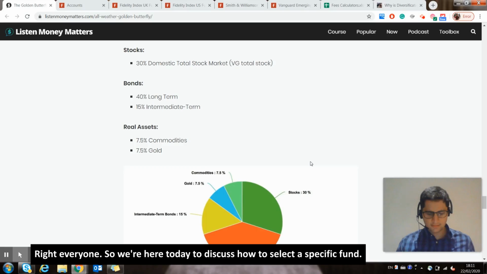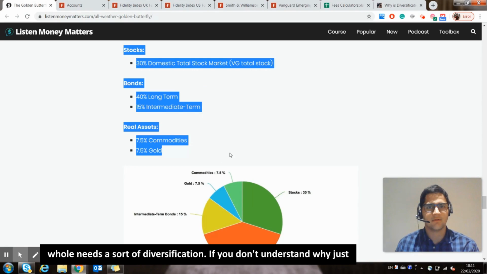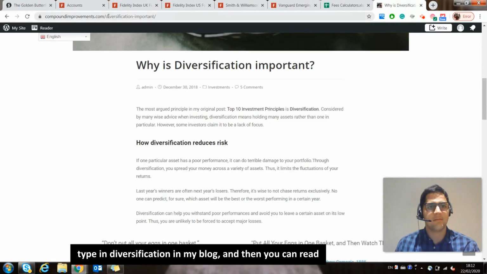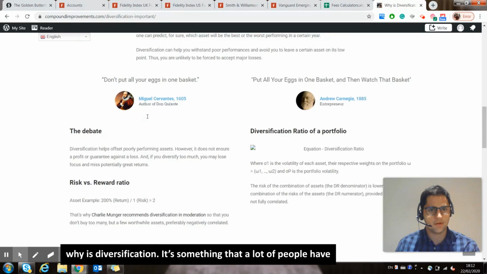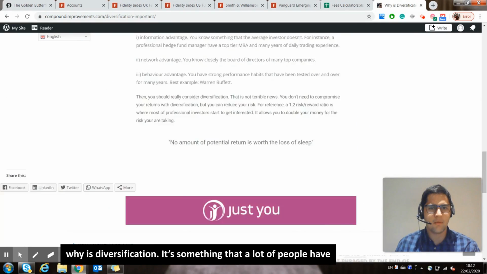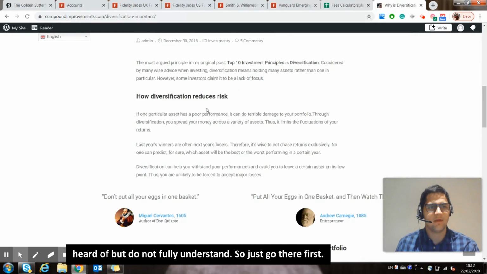Right, everyone. So we're here today to discuss how to select a specific fund. First of all, you just need to understand that your portfolio as a whole needs a sort of diversification. If you don't understand why, just type in diversification in my blog, and then you can read why diversification is important. It's something that a lot of people have heard of, but do not fully understand. So just go there first.